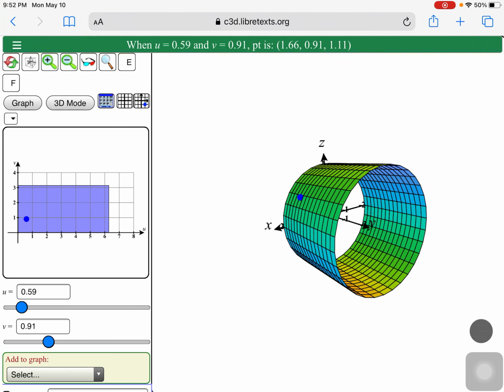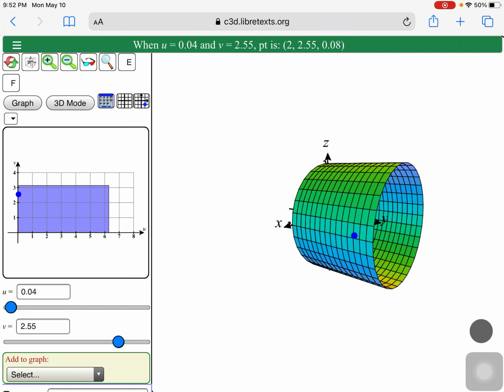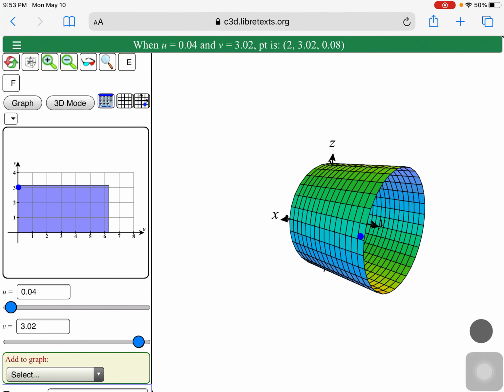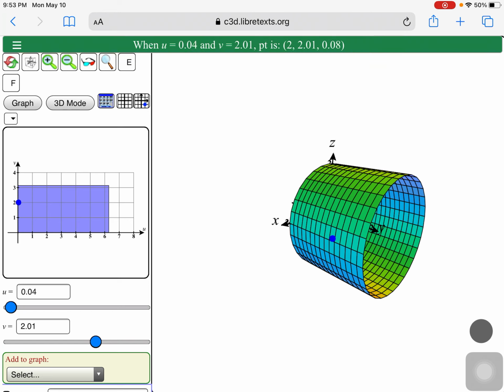The second one started at the origin and went up the y-axis, the v-axis. You can see on the right here that that is exactly the curve or the line that we got on the cylinder, just going forward from x equals 2 and z equals 0. And then you can play similar games here.